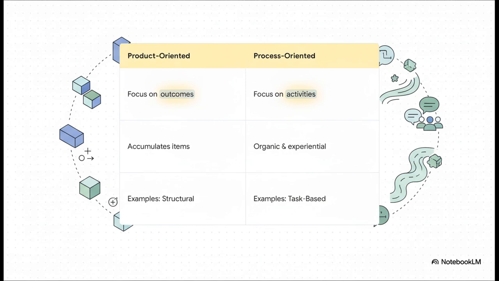On one side, you have product-oriented syllabuses. These are all about the outcomes. They see learning as collecting a list of items. Present perfect? Check. Phrasal verbs? Check. On the other side, you've got process-oriented syllabuses. These are all about the journey. The focus is on doing things, on activities like planning an event or solving a problem. The idea is that the language you need will just pop up naturally as you do the task.